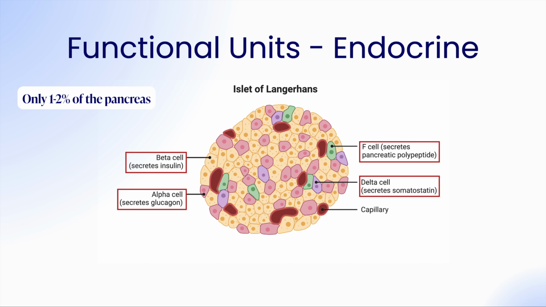And the delta cells produce somatostatin, or growth hormone inhibiting hormone, GHIH, which slows down endocrine functions in general. And finally, the capillaries throughout the islets of Langerhans are used to transport the hormones throughout the body.